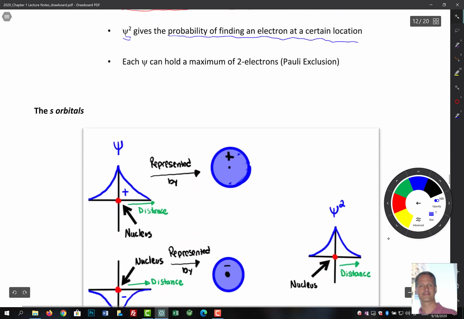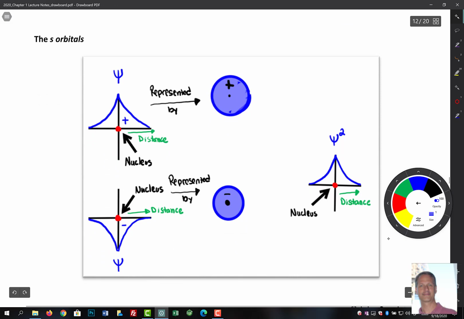So let's take a look at the s and the p orbital. We're not going to look at the d or the f here. The s orbital is spherical, so we typically draw it like this, a circle. You've got a nucleus in the middle, and there's a plus answer to our wave function and a minus answer. If we plot it out on an xy axis, it looks kind of like this. Here in the center you have your nucleus, and this is your wave function solution right here.